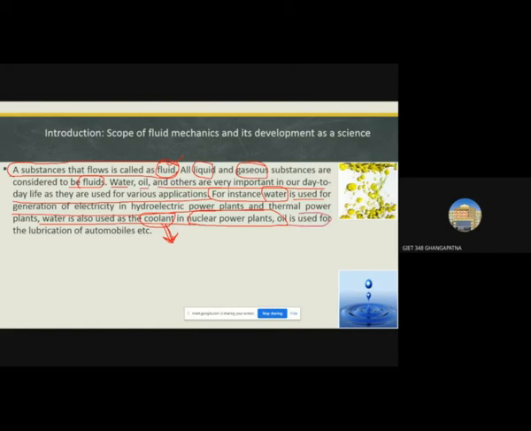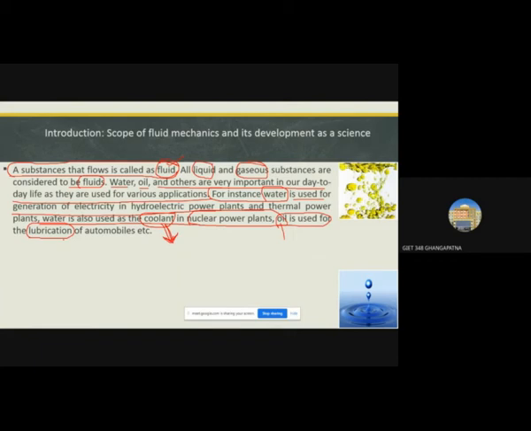I'll give one more good example. Almost all of you are using a two-wheeler, using petrol or diesel. You're using engine oil, I'm talking about engine oil. Engine oil is used for lubrication, and you put that engine oil inside the engine. Lubrication means, inside the engine you find different components, and when those components come in contact with each other, friction is developed.